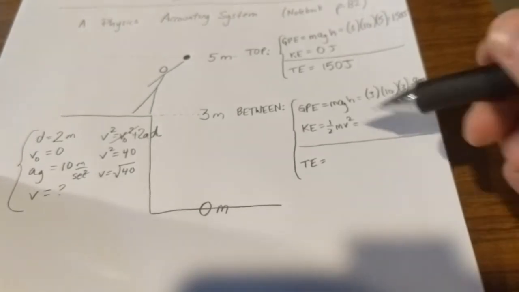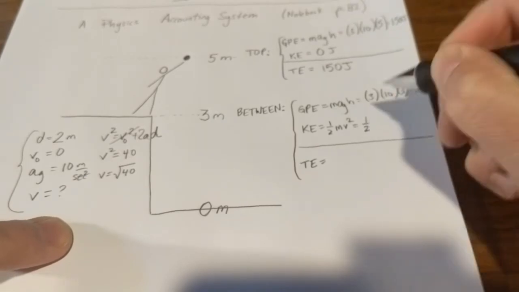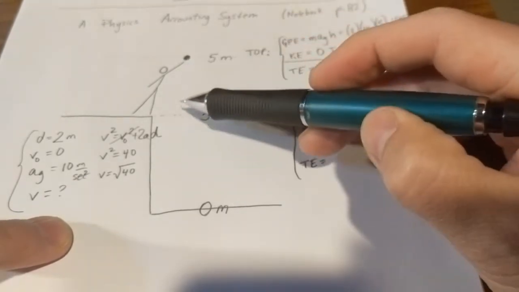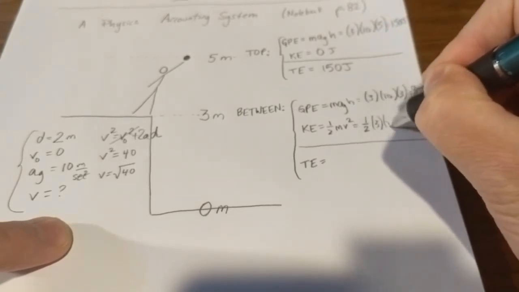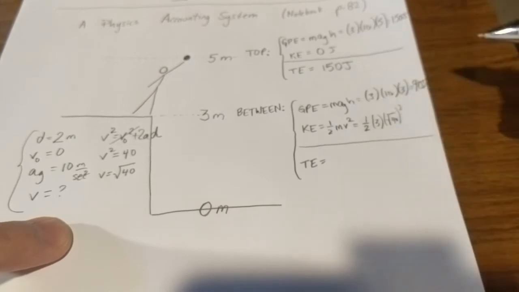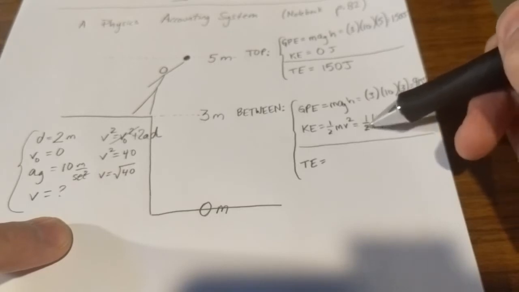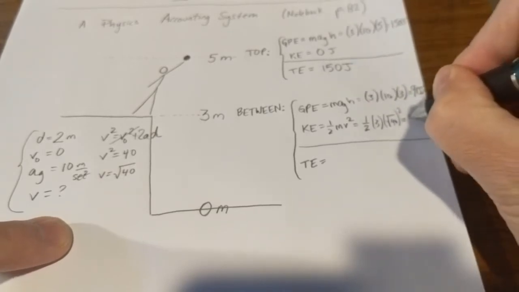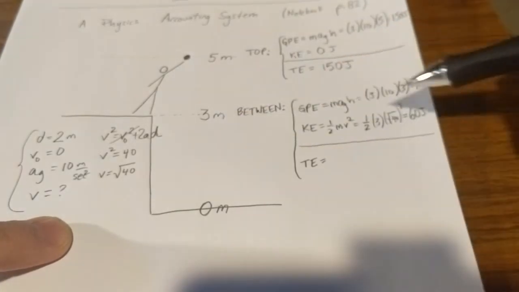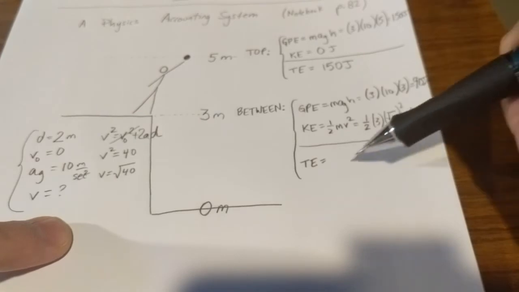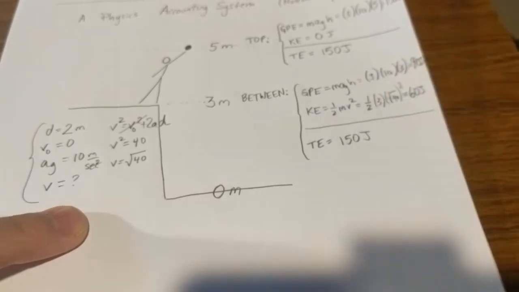If we bring that information back over to here, we can see that the kinetic energy at that location in between is 1/2 times 3 times the square root of 40 squared. Square root of 40 squared is 40. Cut in half is 20 times 3 gives us 60 joules. The 90 joules of potential energy plus the 60 joules of kinetic energy gives us a total energy of 150 joules at that location also.